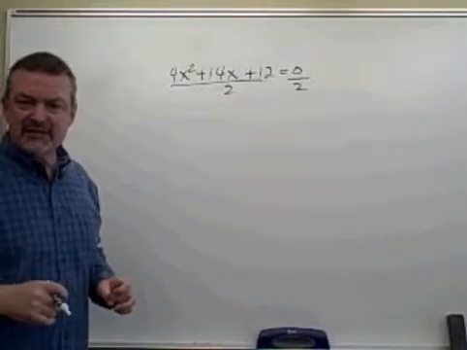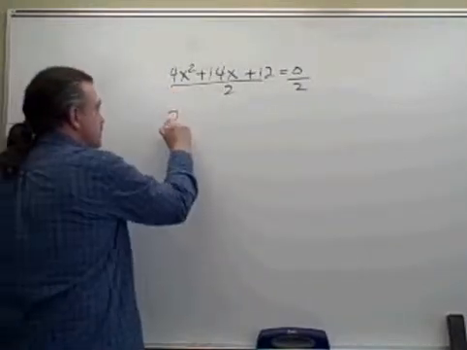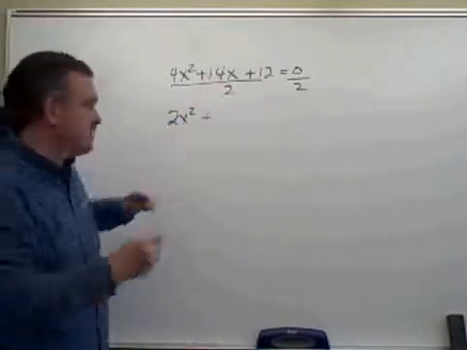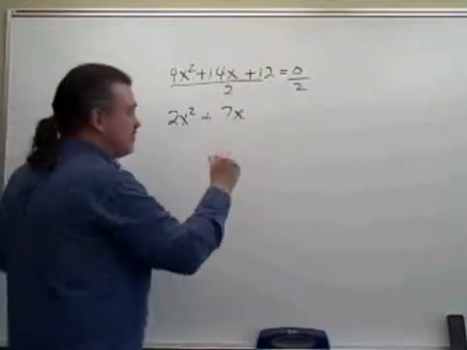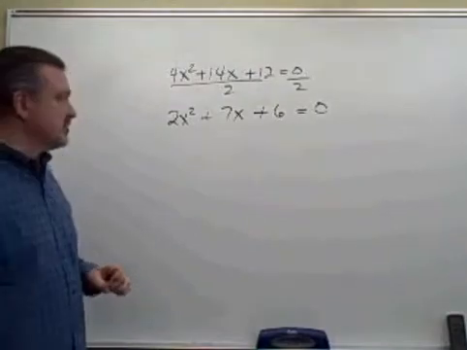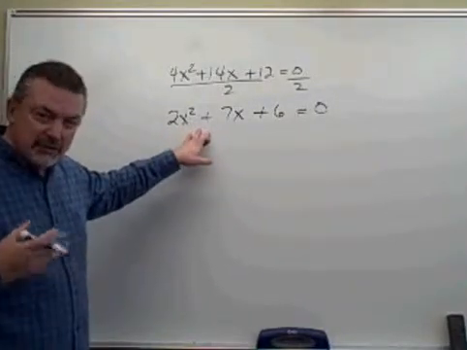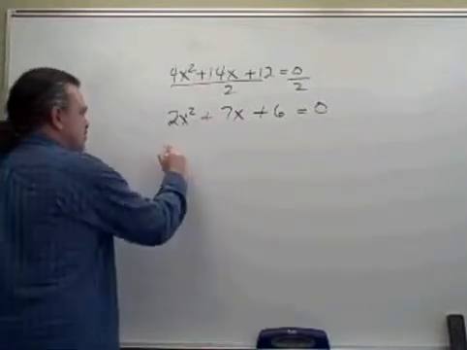I'm going to divide both sides of the equation by 2. 4x squared divided by 2 would give us 2x squared. Plus 14x divided by 2 gives us plus 7x. Plus 12 divided by 2 gives us plus 6. And 0 divided by 2 is still 0. So now, if you wanted to try factoring, you might look at that quickly to see if it's factorable. But let's just use the formula.